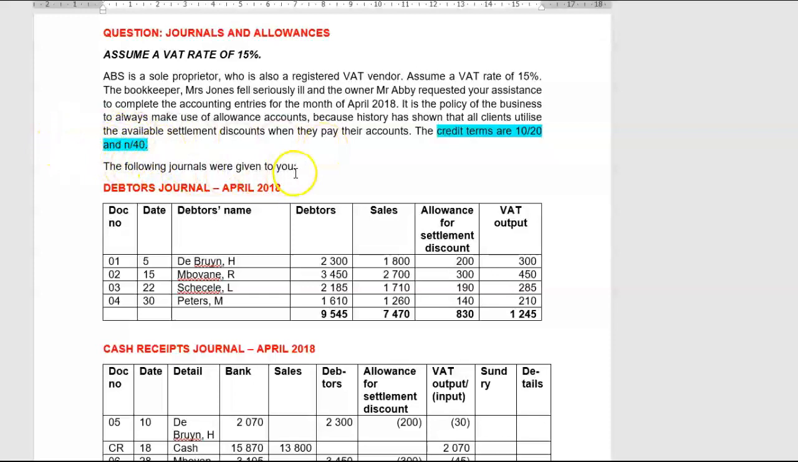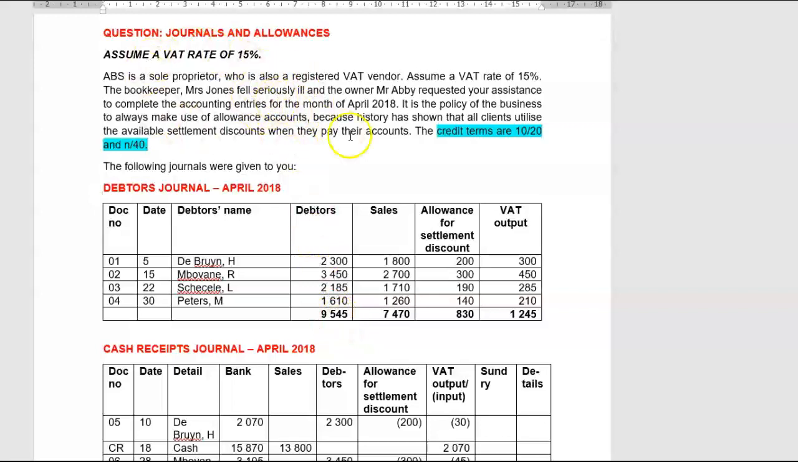Now, the following journals were given to you. The debtors journal for April looked as follows. There were our documents, the dates of the transactions, the debtors' names, and then the amounts. Now, it is very important that you understand what amount goes to what column. The invoice amount will always go to the debtors column because that is the amount that he owes us, and that will always include VAT. So the total credit invoices issued for this period was 9545 VAT inclusive.